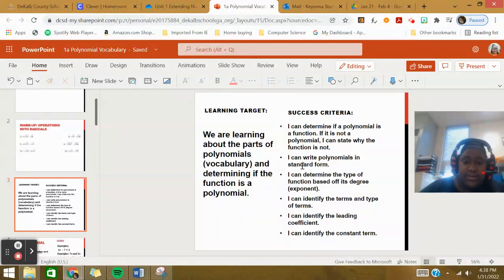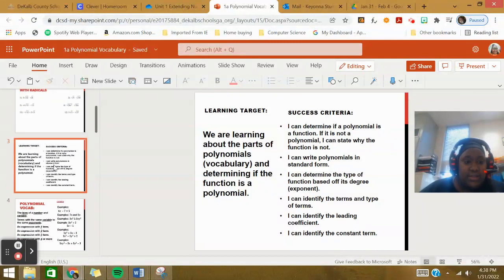I can write polynomials in standard form. I can determine the types of functions based off of its degree, also known as the exponent. I can identify the terms and types of terms. I can identify the leading coefficient, and I can identify the constant term. So this entire lesson is heavy on vocabulary.